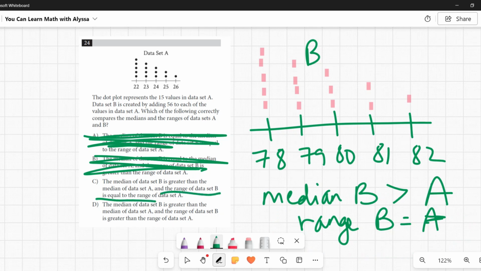The range of dataset B is equal. Hey, I think we have our answer. Let's check D just to be sure. The range of dataset B is greater than. Nope, that one's out. C is my answer.